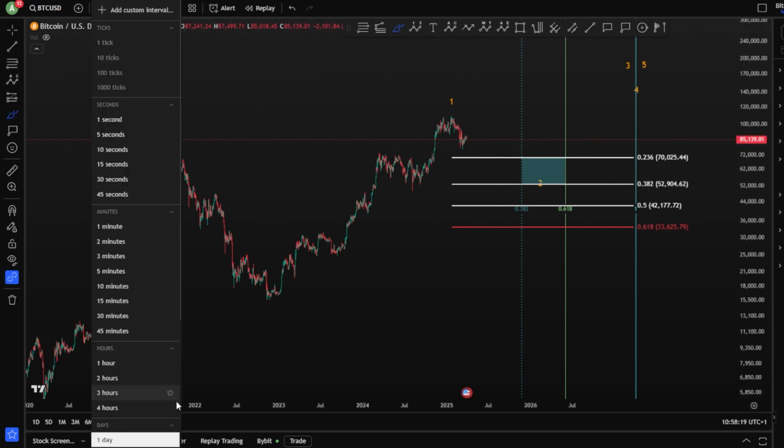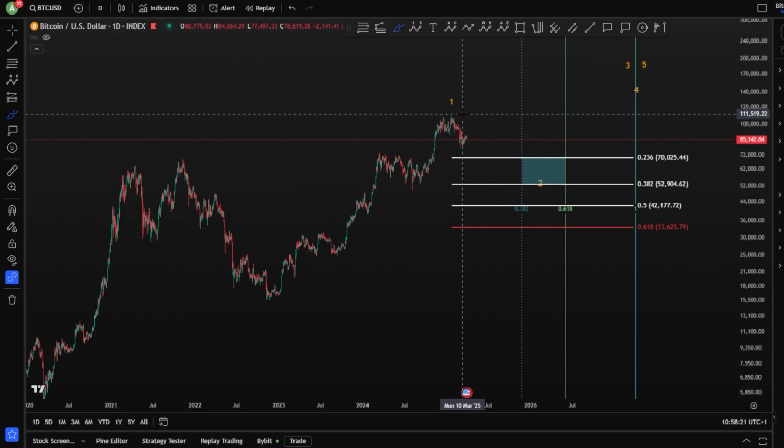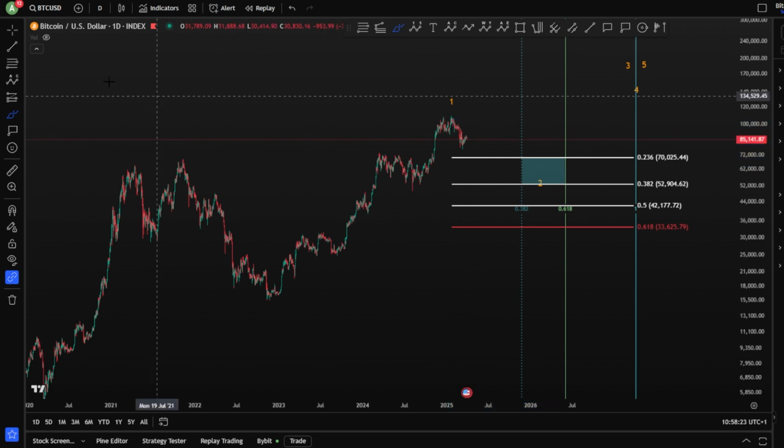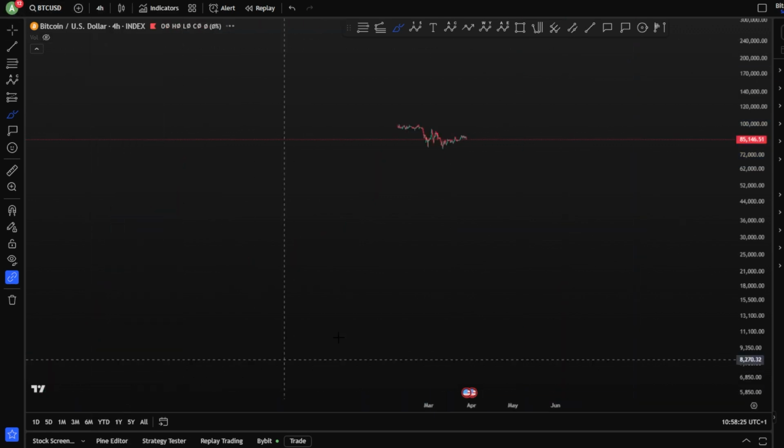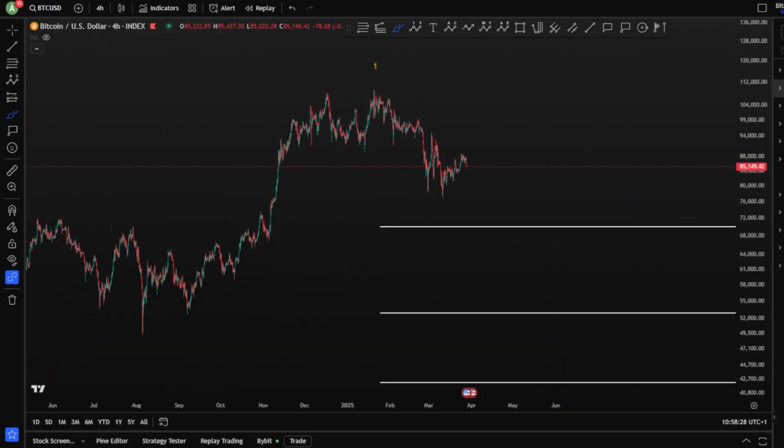Now, if we take a closer look at the 4-hour chart to see what to expect in this area. On the 4-hour chart, of course, we have the following scenarios.